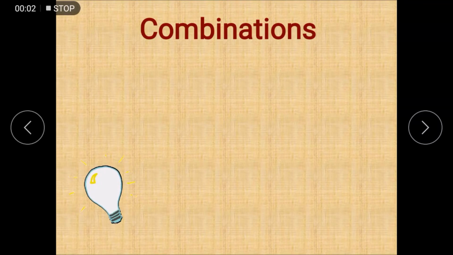Okay, let's continue with combination. Combinations is the second part of the chapter. The first part we have seen, we discussed permutation. Combination is just the extension from permutation, where we still use the principle of counting.